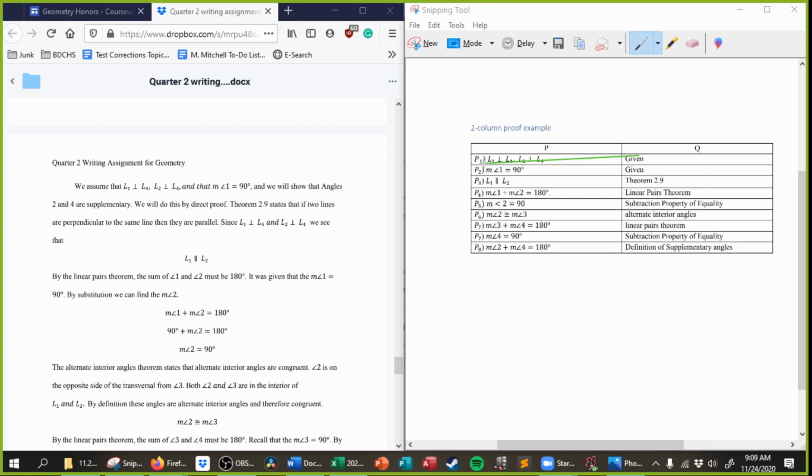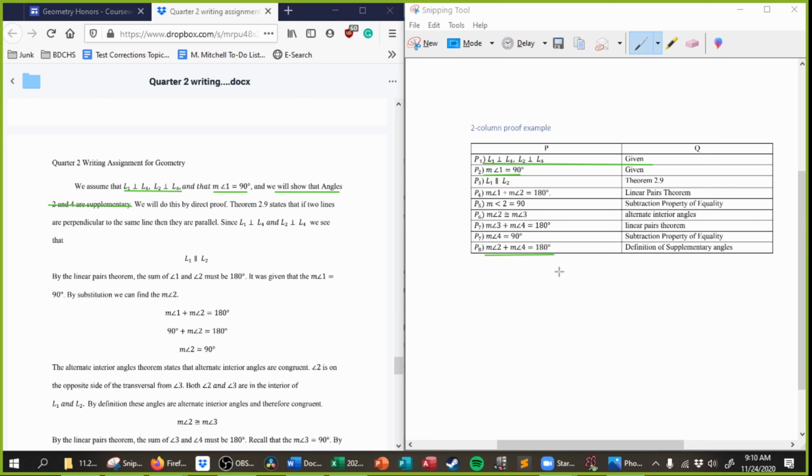All right, line 1 is perpendicular to line 4, and line 2 is perpendicular to line 4. We assume that is our given part here, and that's exactly that. I've also said that angle 1 is 90 degrees, and I've shown that. And we will show that angles 2 and 4 are supplementary. Isn't that exactly what I showed here?